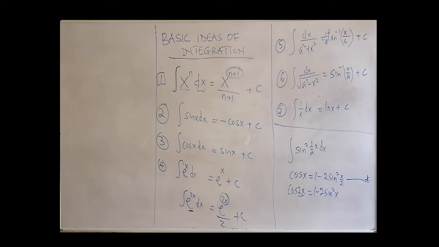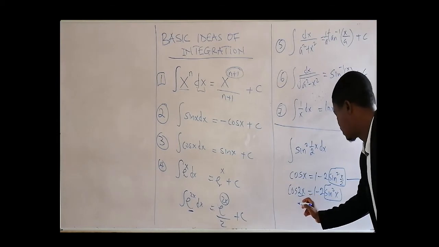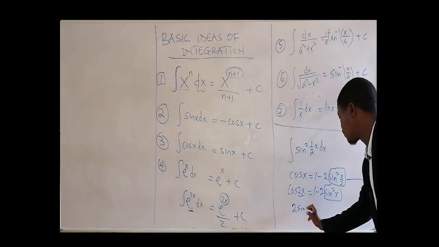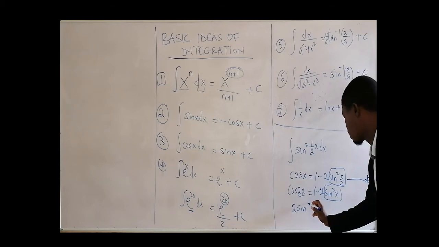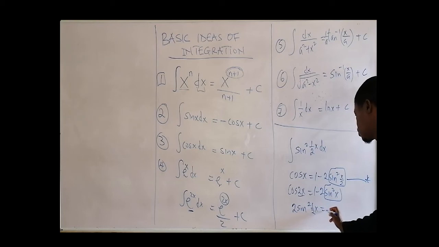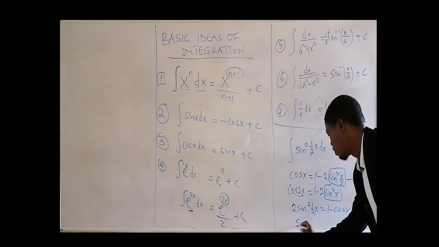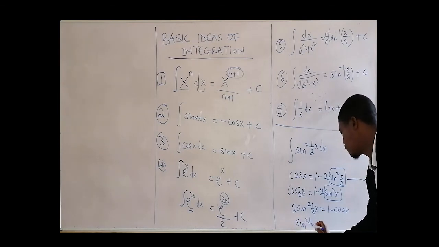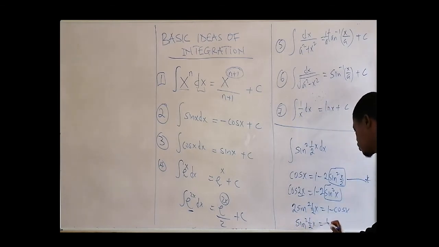Okay. So that's that. What we now do is make this one the subject, and then we can move this one to the other side. So we have 2 sine squared of one over 2 x equal to 1 minus cos x. Then we divide by 2. So we have sine squared half x equal to 1 over 2 into brackets, 1 minus cos x. So we can change it now.